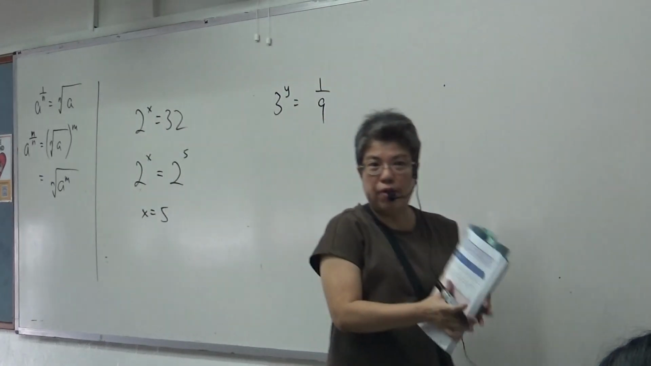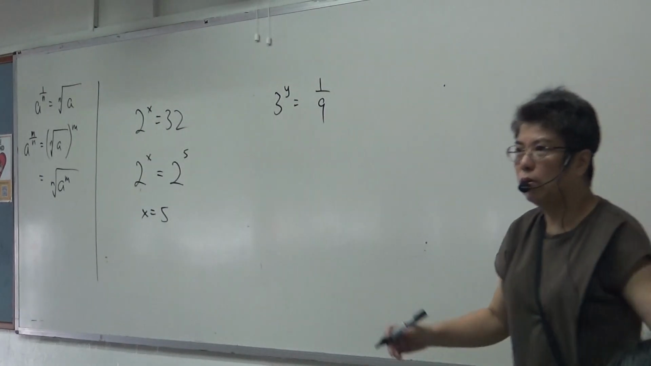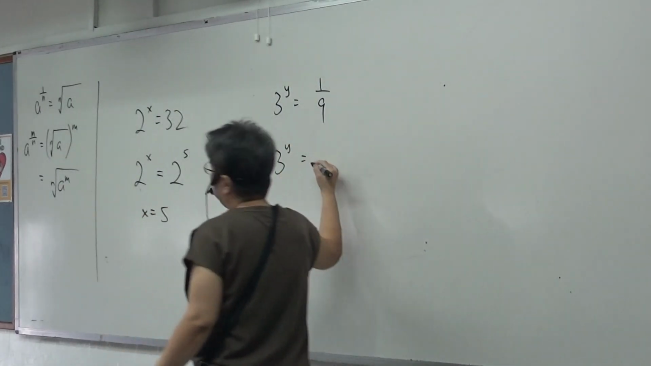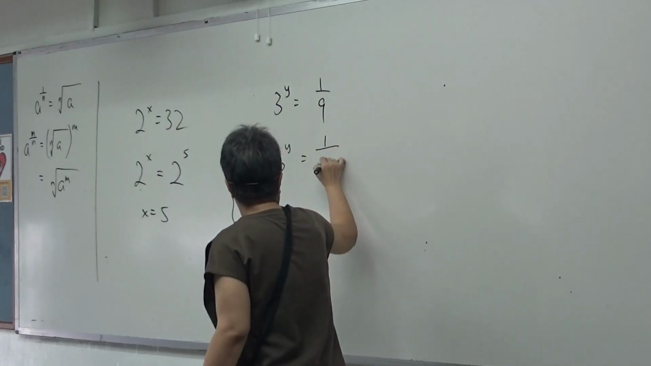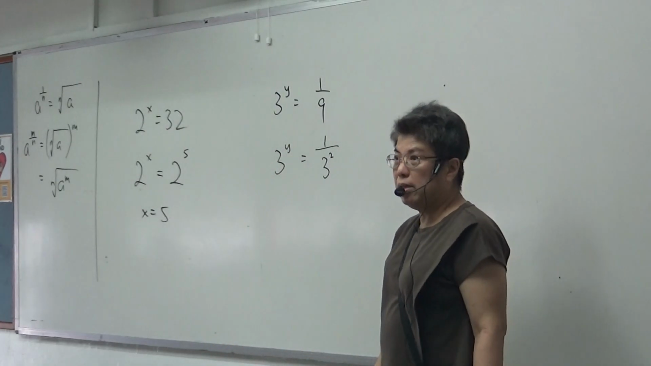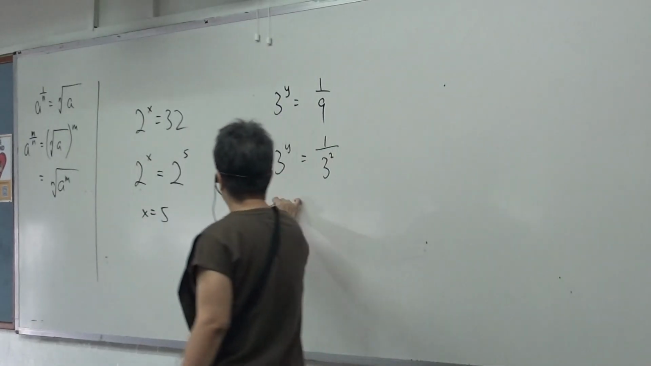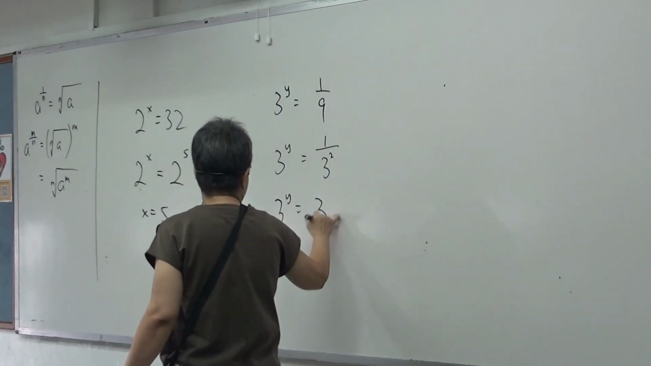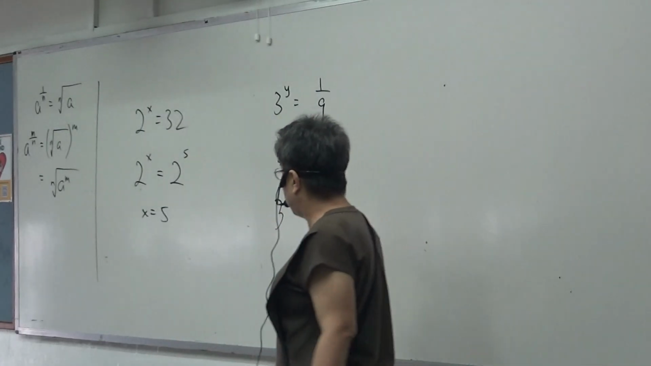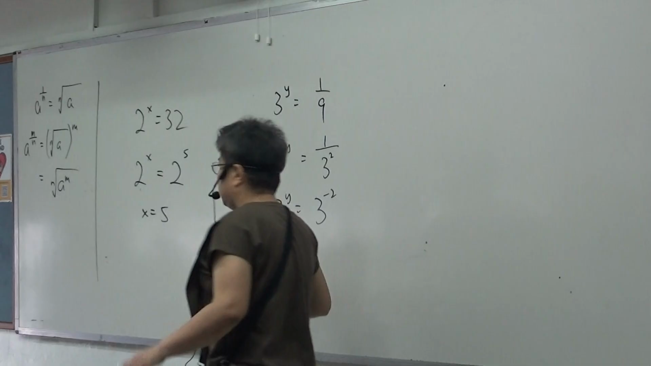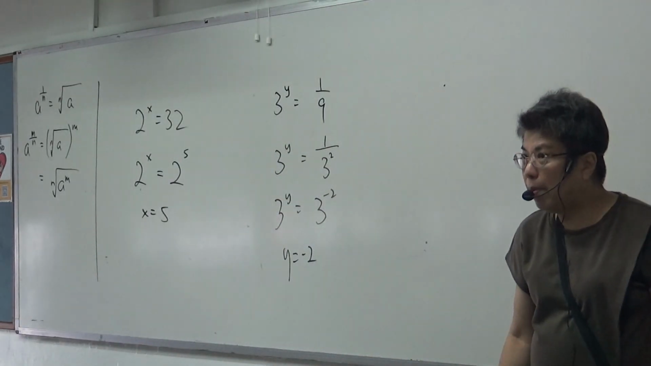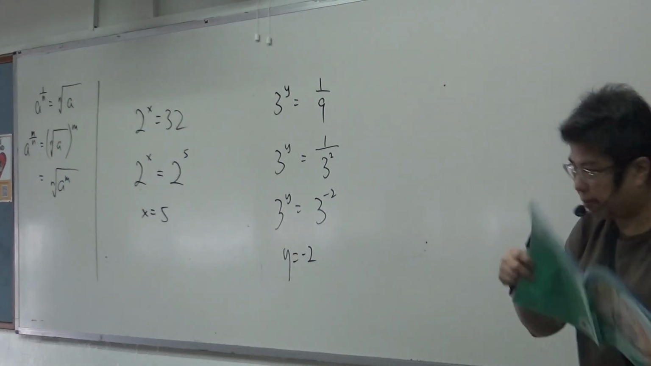Whenever people see fractions, they're very scared. Okay. Don't need to be scared. Look up. 3 to the power of y equals 1 over 3 squared. Do you agree 9 is 3 squared? Okay. If I write it in index form, 3 to the power of minus 2, correct. So what's my y? Negative 2. That's all. Everybody clear? Okay. Next one.